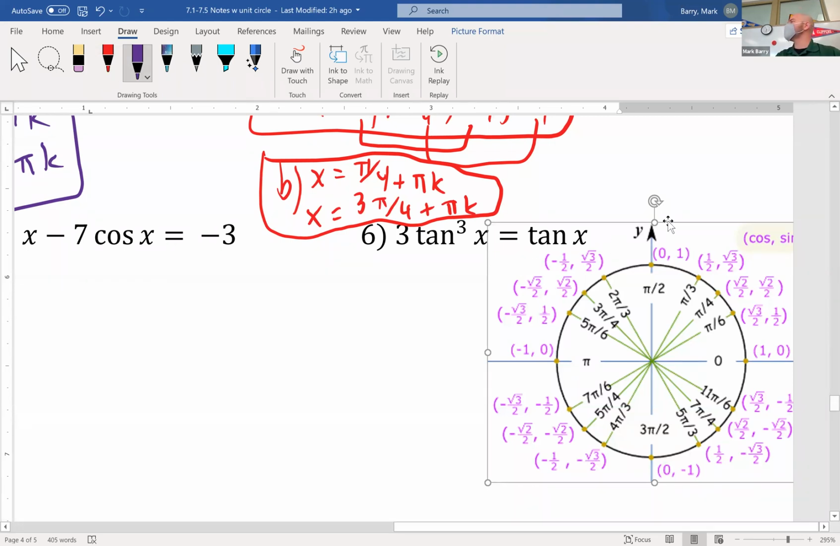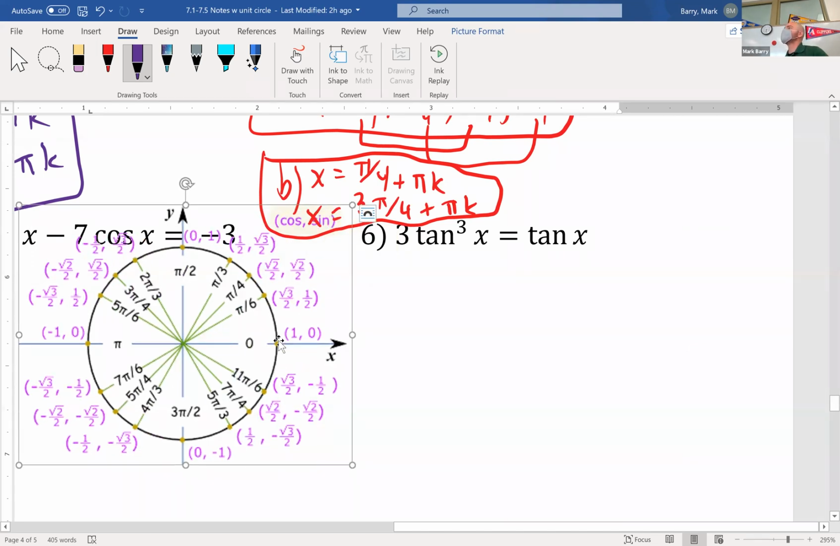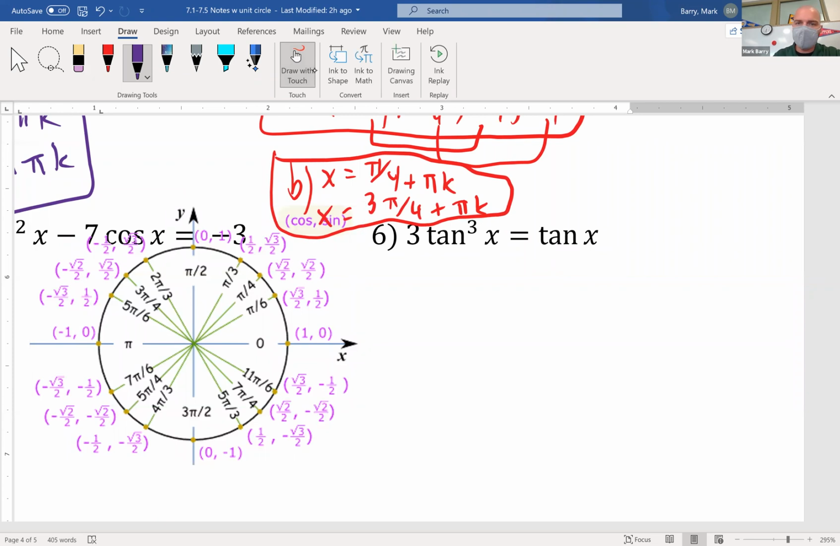Okay, so number 5 and 6, we have multiple powers of the same trig function. So anytime that happens, what we're going to want to do first is get one side to 0. Move everything to one side by adding or subtracting. So in this case, I'm going to subtract tan x from both sides. Now these are unlike terms, so I'm just going to write them separately like this.